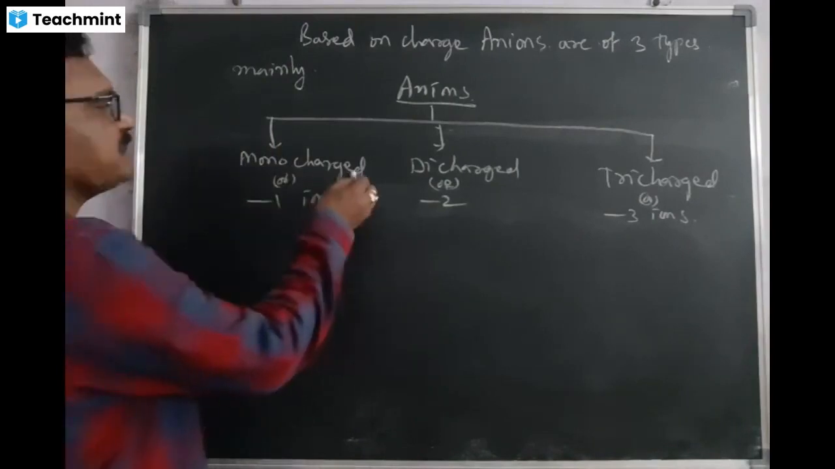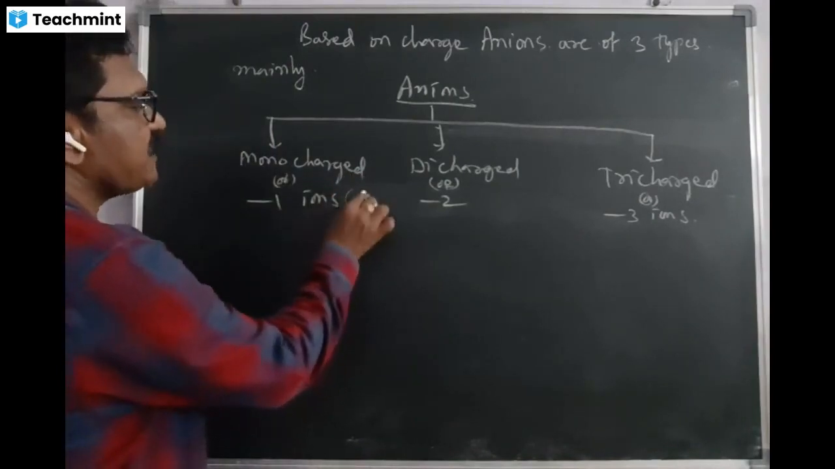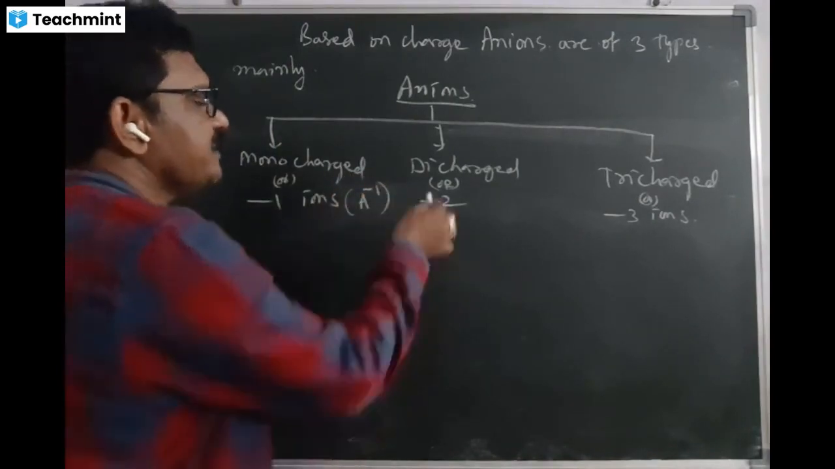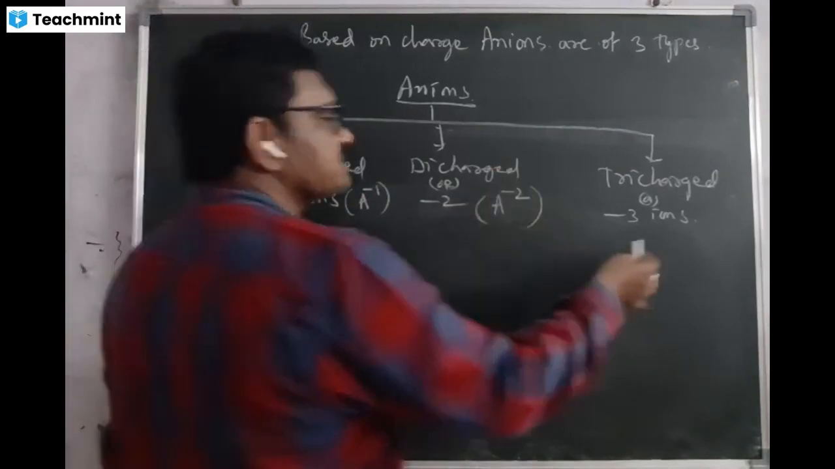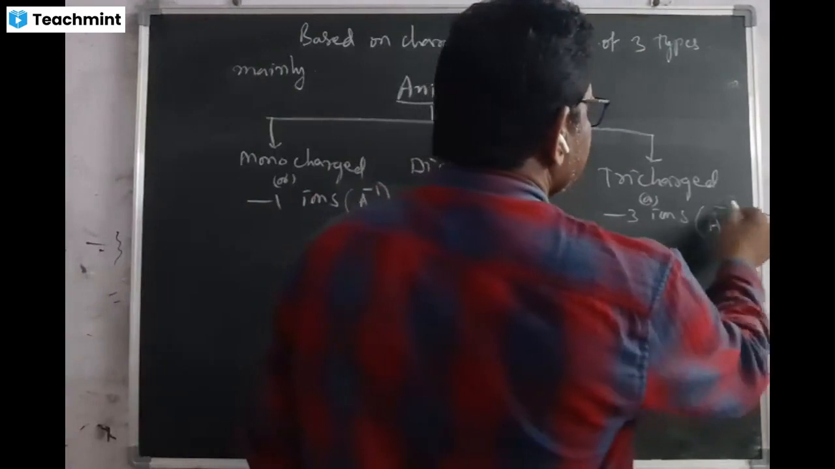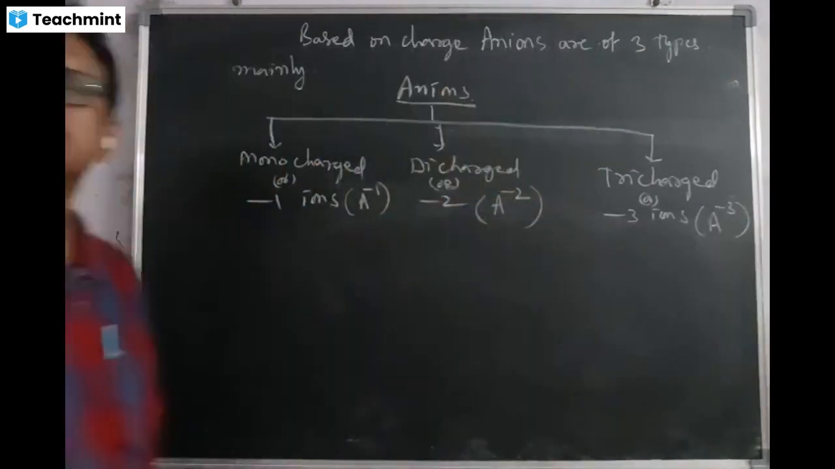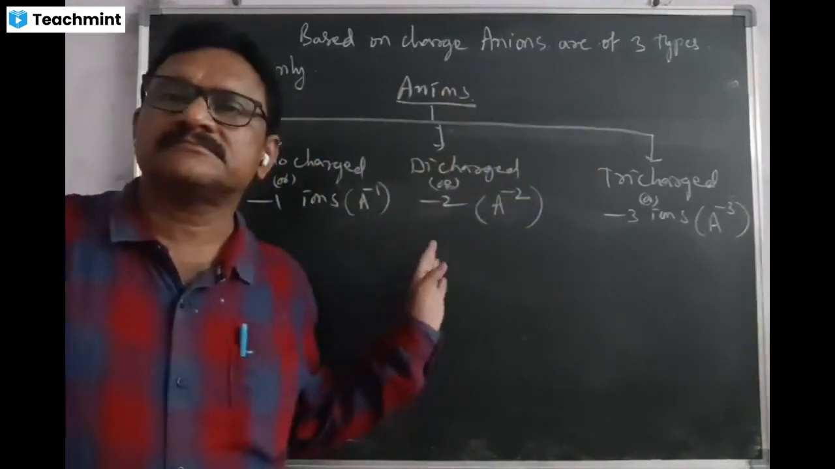Simply, monocharged anions means A-1. This is also represented with A-1. Okay. Dicharged anions means A-2, A means anion having charge -2. Here A is anion having charge is -. Is it clear?